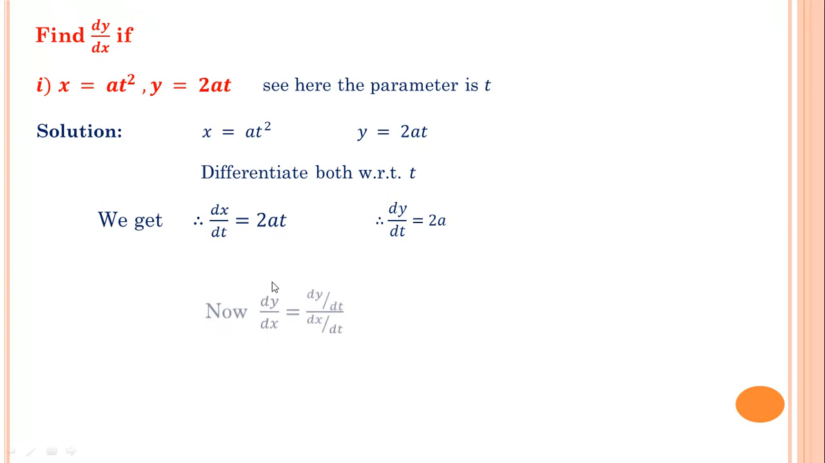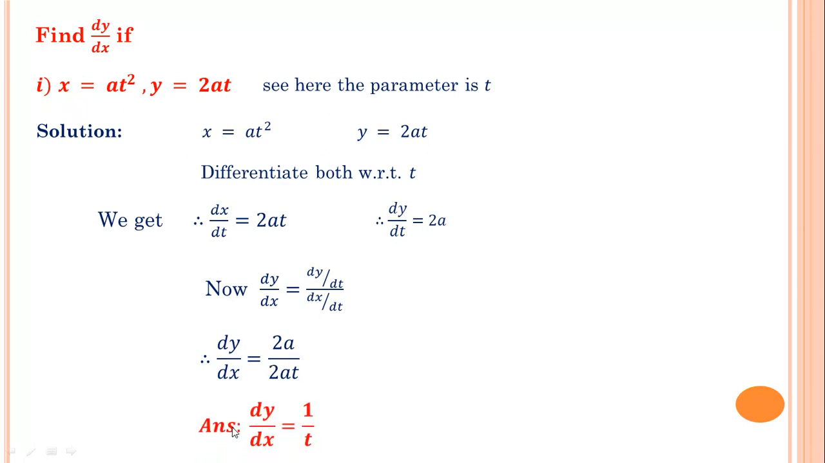Now finally we require dy by dx. By that theorem we know that dy by dx is equal to dy by dt upon dx by dt. So simply we get dy by dx is equal to 2a upon 2at, and hence as an answer you can write dy by dx is equal to 1 upon t. In case of derivatives of parametric functions, whenever you want dy by dx, you will get the answer in terms of the parameter.